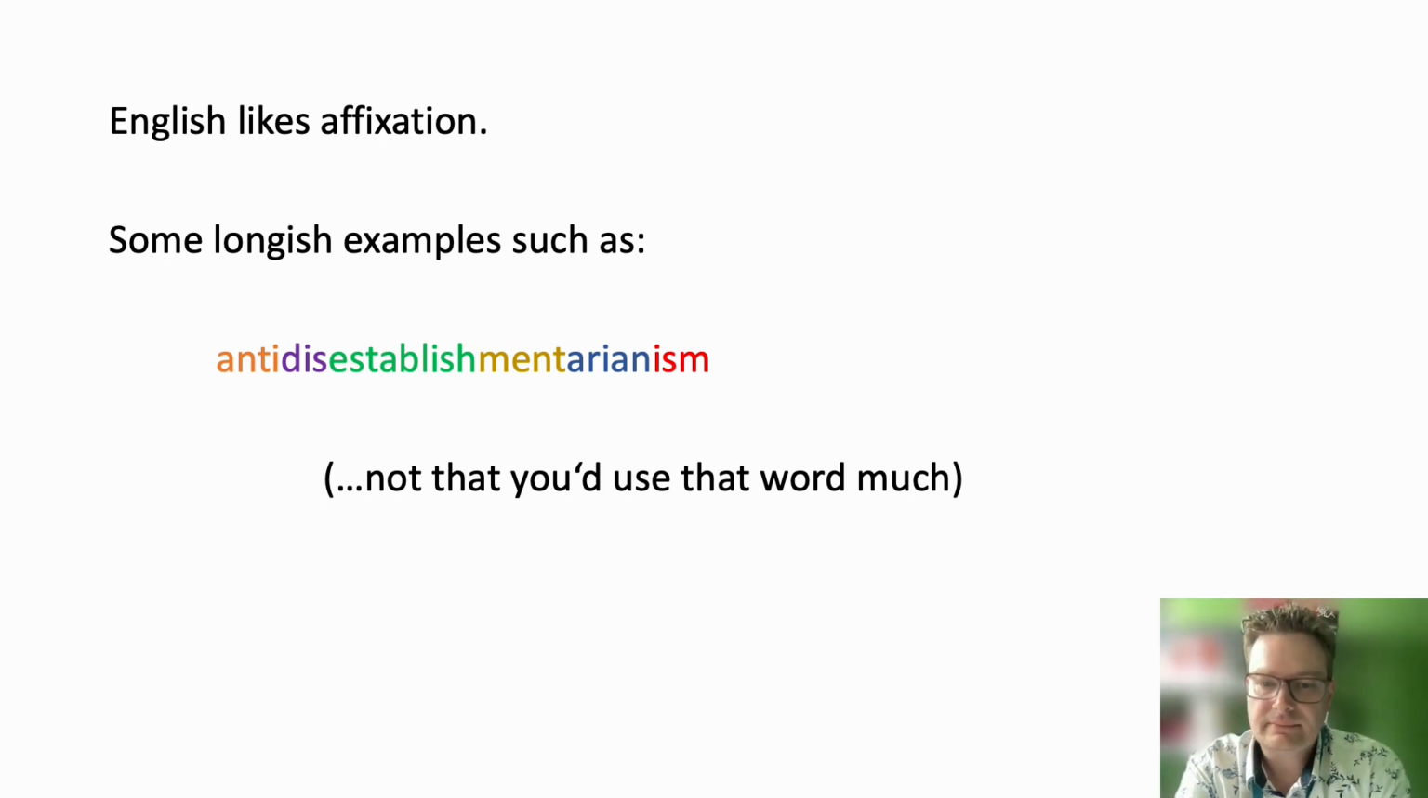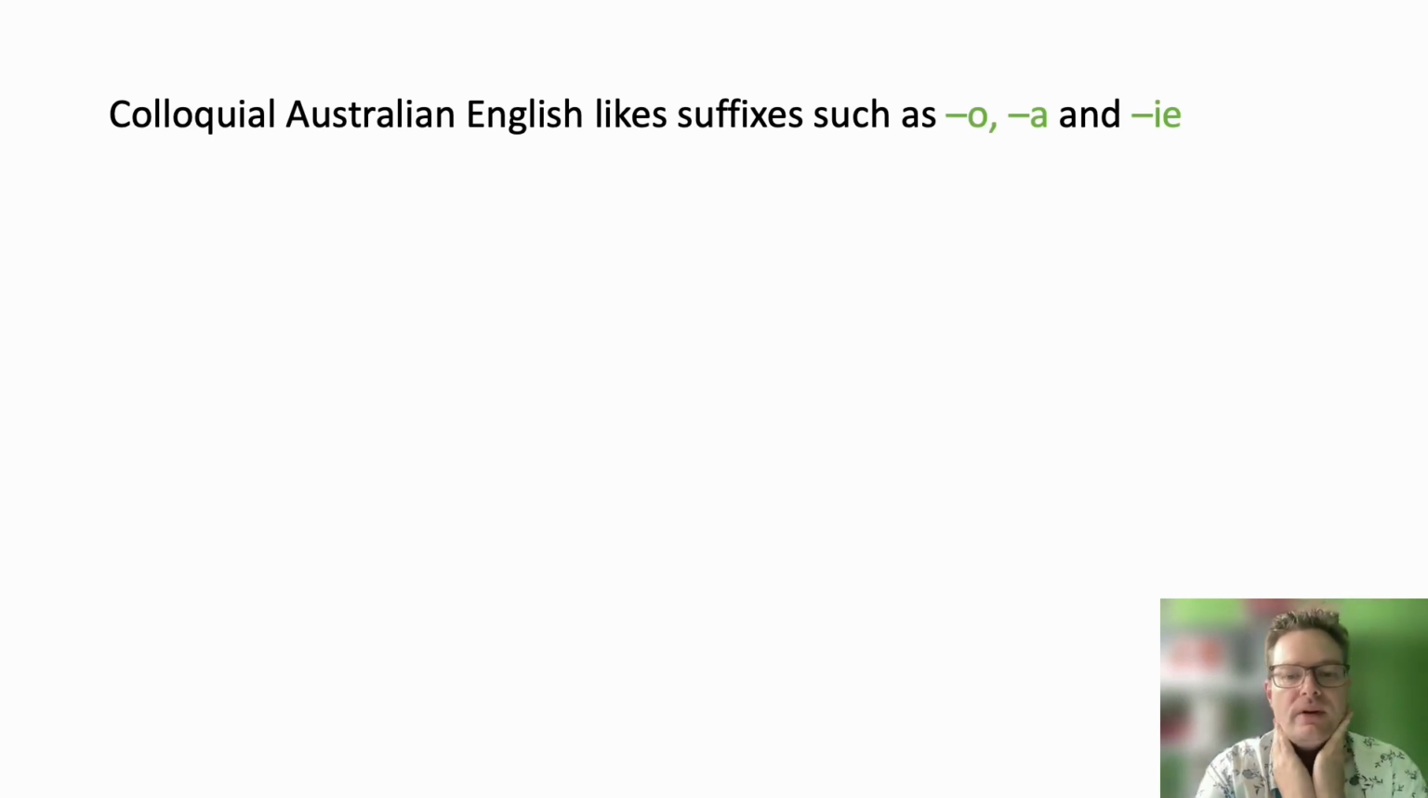Okay, now, Australian English also likes certain suffixes. In colloquial Australian English, you know some examples we use a lot. So, for example, in colloquial Australian English, we like the suffixes -o and -ie to make things kind of cute or friendly or something like that. For example, you've got a mate called Steve. He might get nicknamed Steve-O.